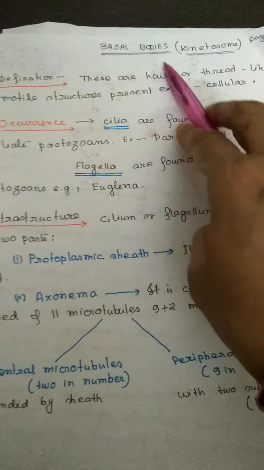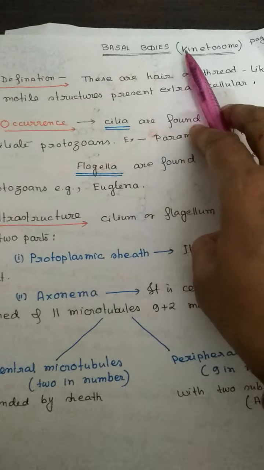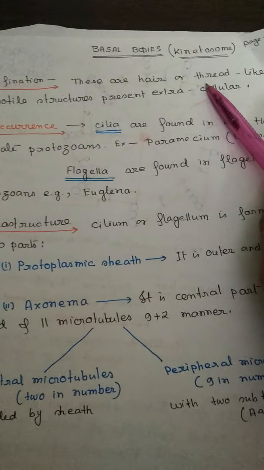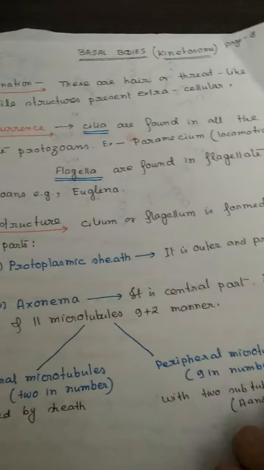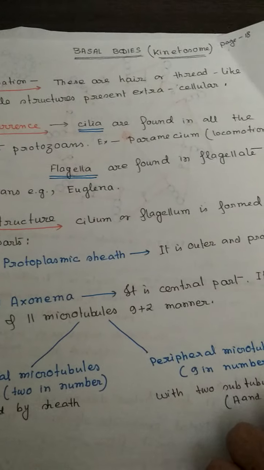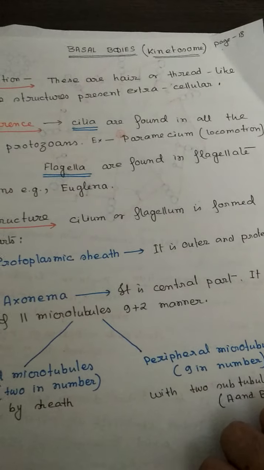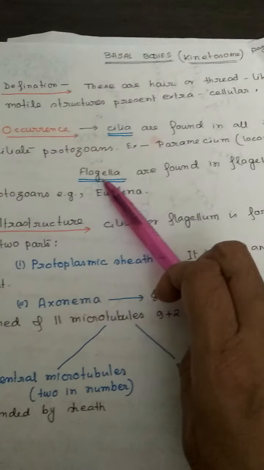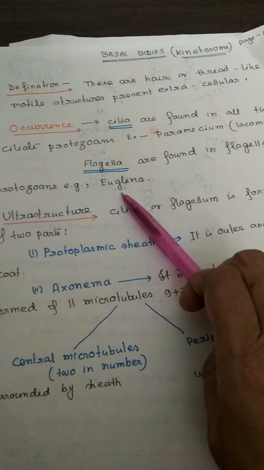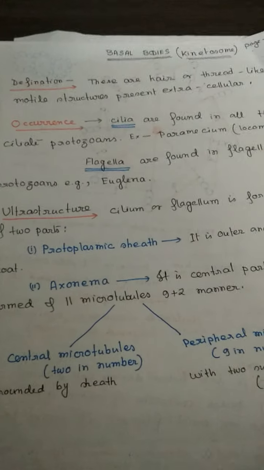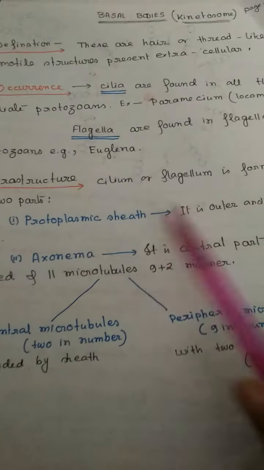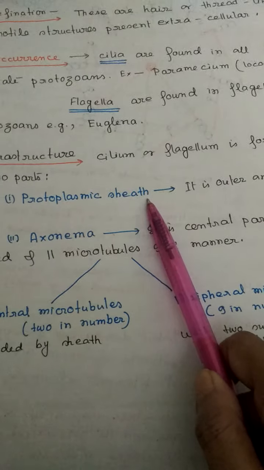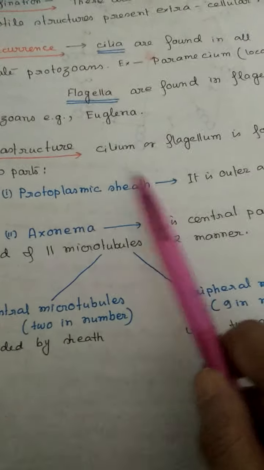Next one is the basal bodies, also known as kinetosomes. Definition: these are hair-like structures which help in the movement of the organism, maybe cilia or maybe flagella. Cilia are present in Paramecium for locomotion, flagella in Euglena. Then what is the ultrastructure? The cilium or flagellum is formed of a 2-part structure. One part is the protoplasmic sheath, the outer and protective coat.